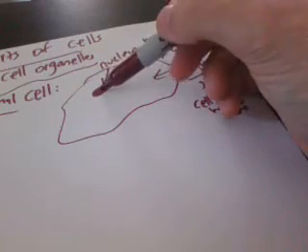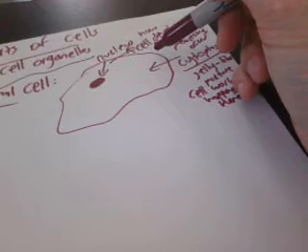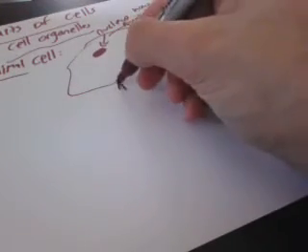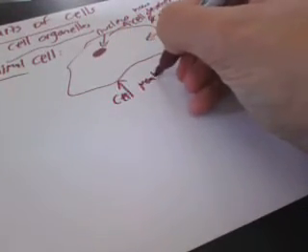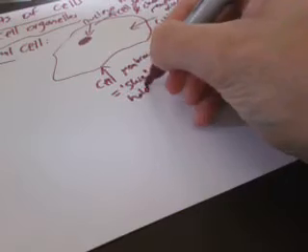Think of it like a stadium. The nucleus is like a football player. The cytoplasm is the stadium. Then you have the cell membrane. The cell membrane is the wall, think of the wall of the stadium. Think of it as a skin that holds the cell together.